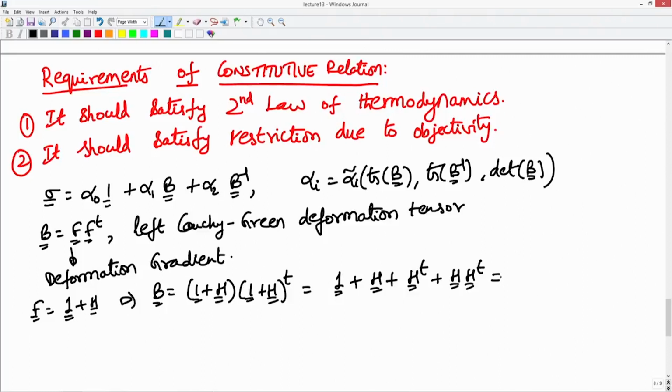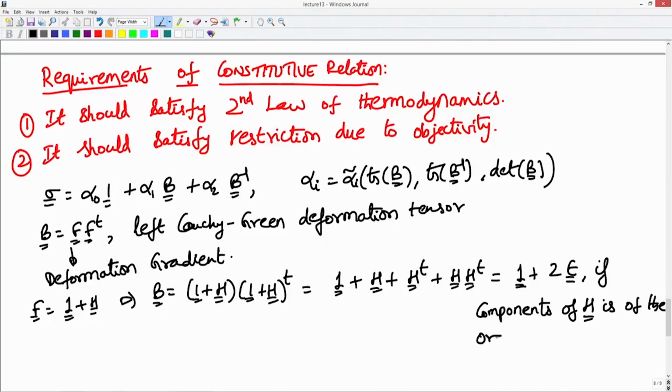Again, this will be 1 plus 2 epsilon if components of H are of the order 10 power minus 3. What I have done is neglected the term H H transpose, saying this is of order 10 power minus 6. So I have neglected this and written B as 1 plus 2 epsilon. Okay. Similarly, I can find B inverse, which would be 1 minus 2 times epsilon.